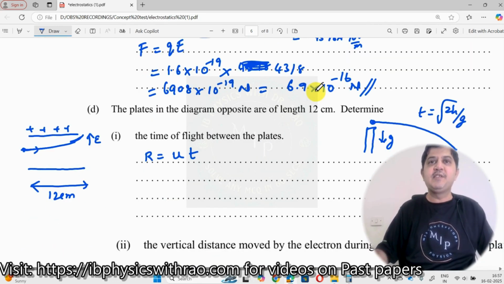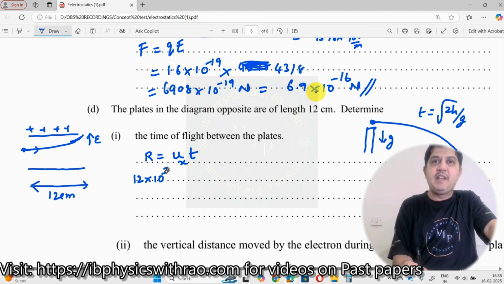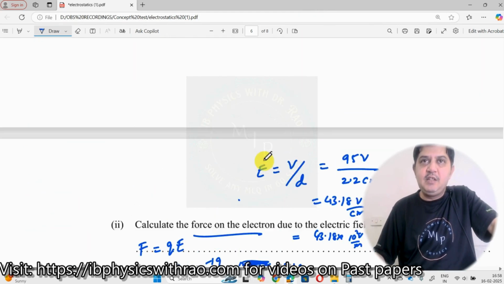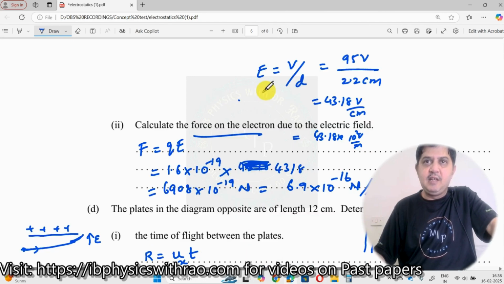And now what we do is we use r equal to ux into t. What is r? 12 centimeter, 12 into 10 power minus 2. What is ux? We already found out. What is the ux value? Ux value is 2.7 into 10 power 7, which is already given to you.